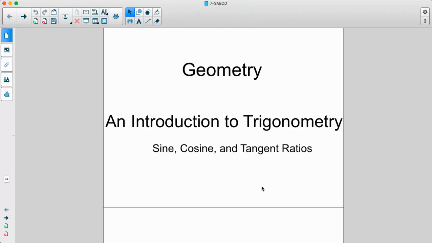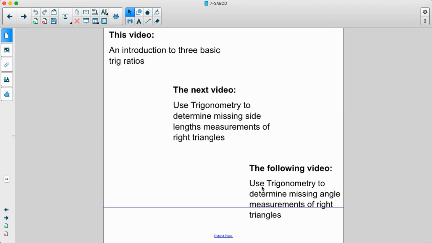Geometry students, today I want to talk to you about the introduction to trigonometry. And the first thing that we have to do is talk about trig ratios. So in this video, I'm going to introduce the 3 basic trig ratios. Then in the next video, I'll show you how to use trigonometry to find missing side lengths of right triangles.